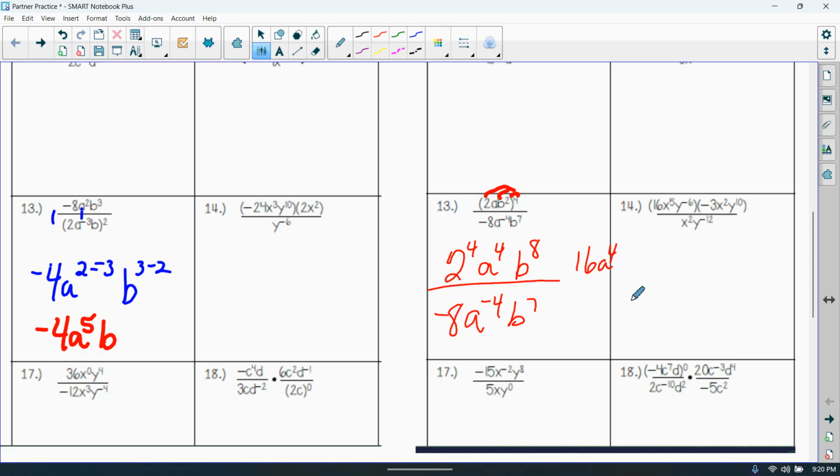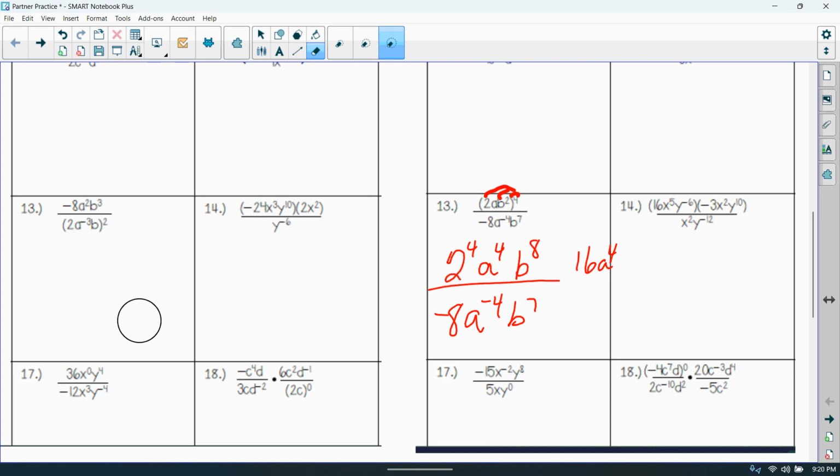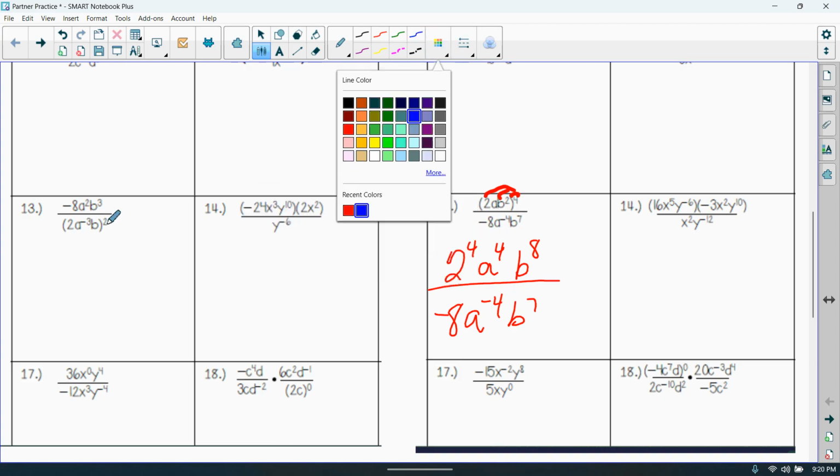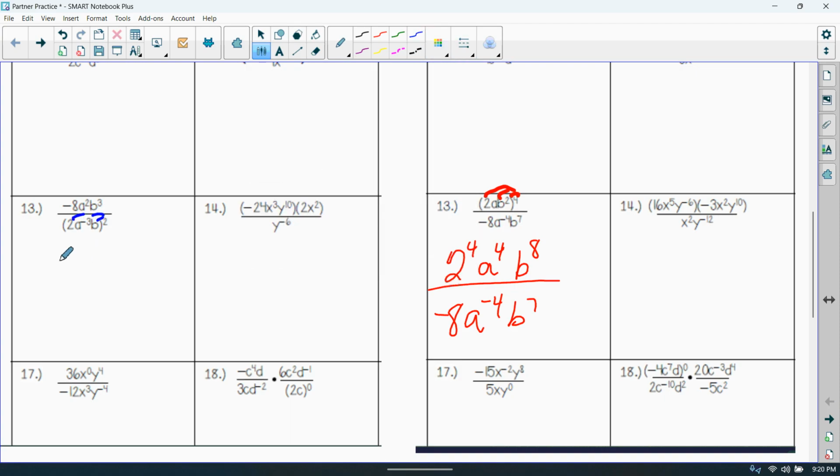Oh, I forgot to distribute the bottom one. I'm sorry. Let me fix this. I forgot to distribute on the bottom. That one's probably right here. Let me make sure there's no distribute over that. Let me fix my B and my A here. I forgot to distribute the exponent. So negative 8, A to the 2nd, B to the 3rd over 4, and then this is going to be A to the negative 6, B squared.